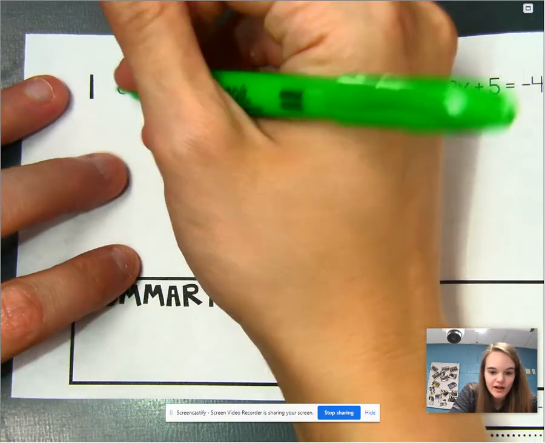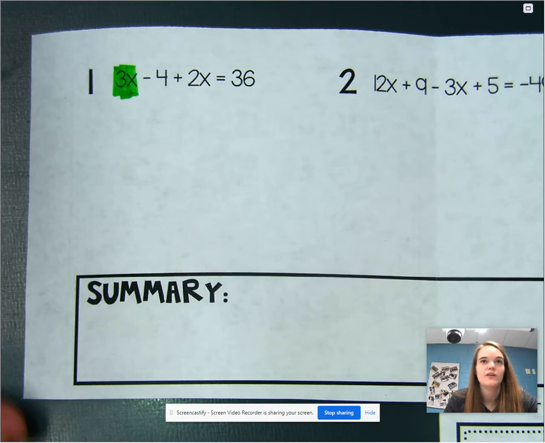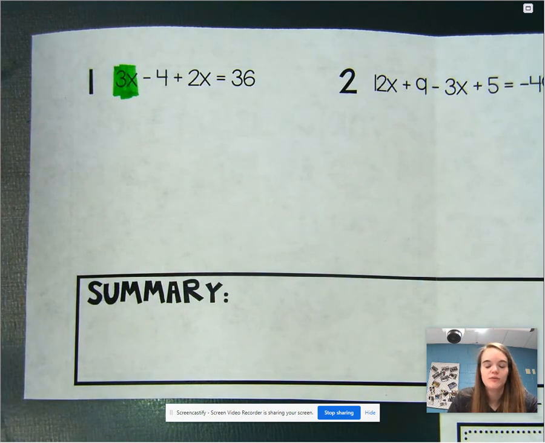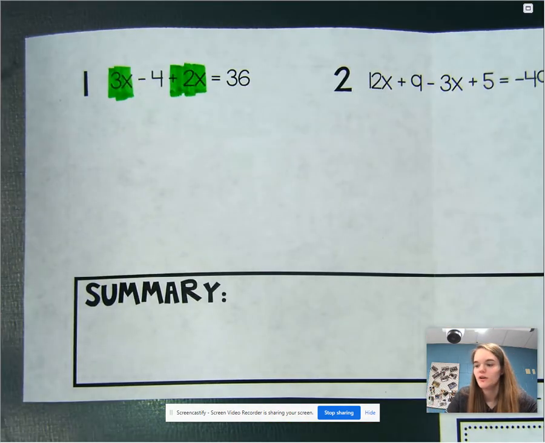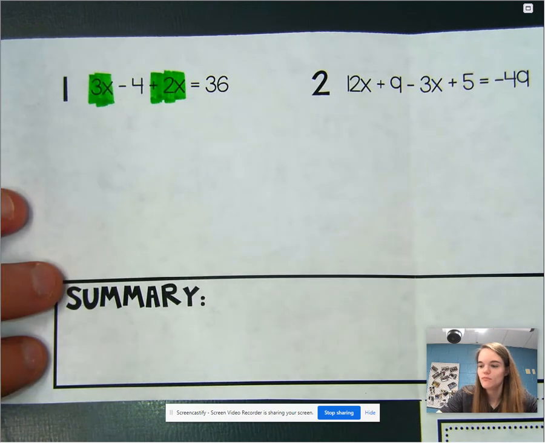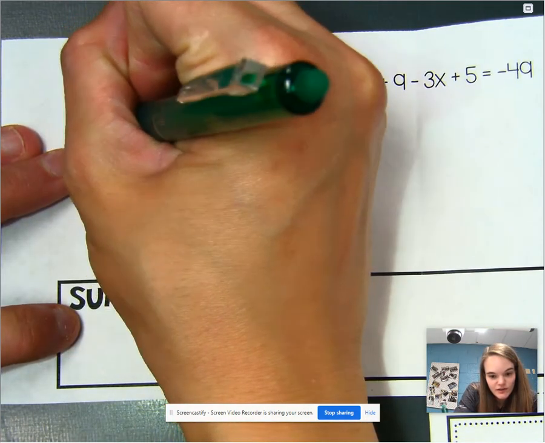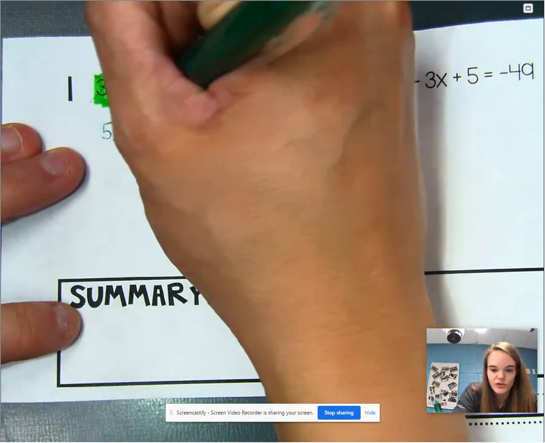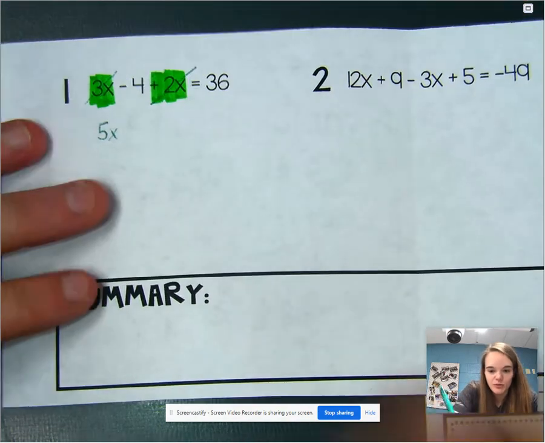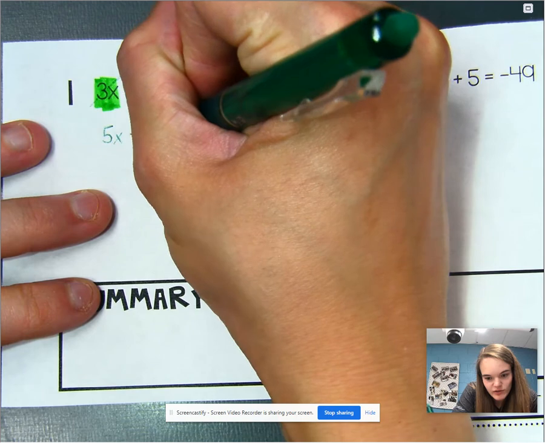So on the left side here, I have a 3x. And remember, like terms are something that have a variable and the coefficient, the variable and the exponent in common. So I also have plus 2x. So I'm actually going to need to combine those first. That's going to be my first step. So 3x plus 2x is 5x. Okay, and I've taken care of these, so I'm going to cross them out just to let me know I've done that. All right, I'm going to bring down the minus 4 equals 36.